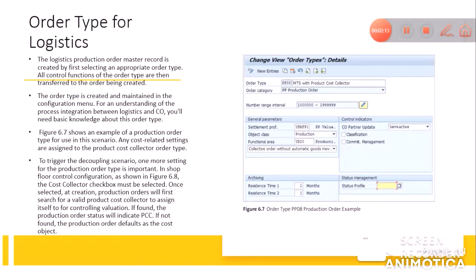Once selected at creation, production orders will first search for a valid product cost collector to assign itself to for controlling valuation. If found, the production order status will indicate PCC. If not found, the production order defaults as the cost object. So this figure 6.7 shows order type PP08 production order example. The order category is production order, number range interval, settlement profile, and the object class, functional area.